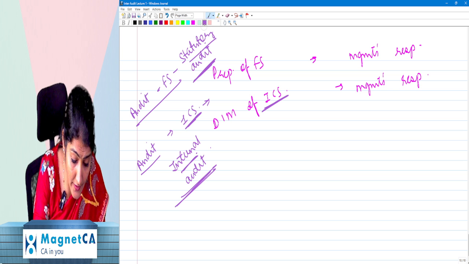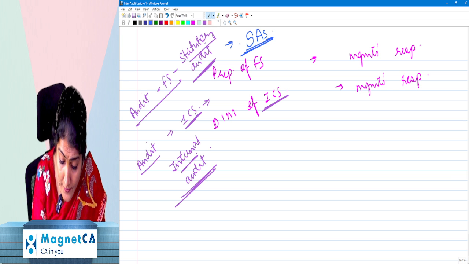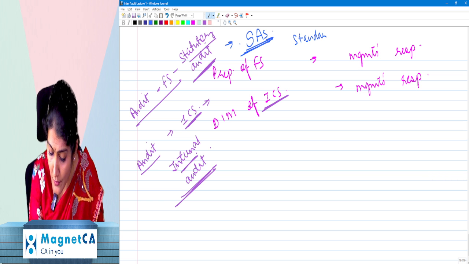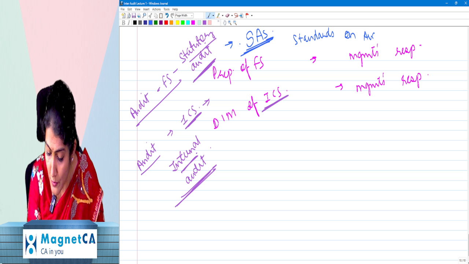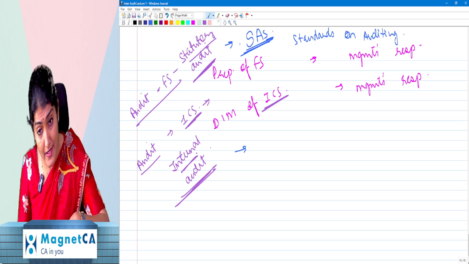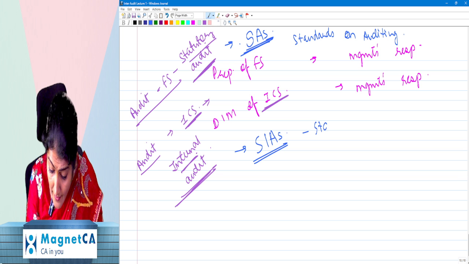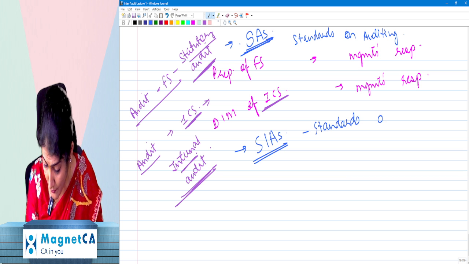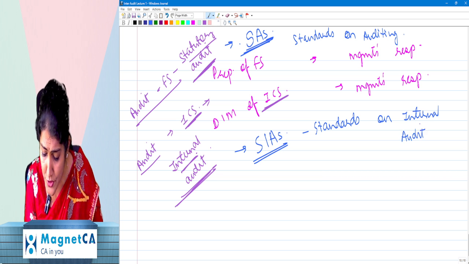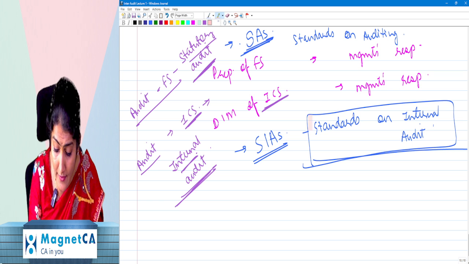Now, when statutory audit is conducted, what is to be followed is the Standards on Auditing, SA, issued by the ICAI. Similarly, to do internal audit, ICAI, the Institute of Chartered Accountants of India, has issued the SIA, the Standards on Internal Audit. But don't worry, that's not applicable for your exams. At CA final, there's just an introduction to SIA. But there is something which exists called Standards on Internal Audit.